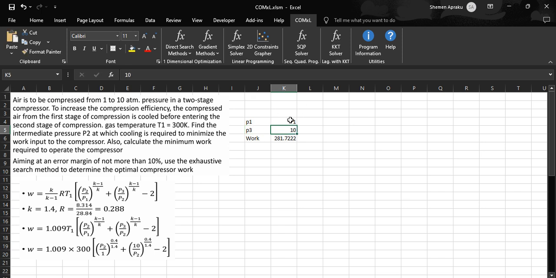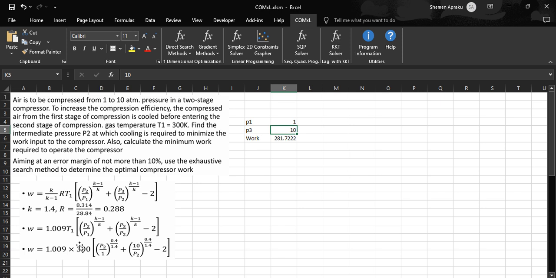So we come into these cells. So we have this for our P1, so let's make here P3 rather. So we have our P1, that's the pressure at the inlet of the first compressor, and we have P3, that is the pressure at the outlet of the second compressor. The goal is to find the intermediate pressure, that is P2.